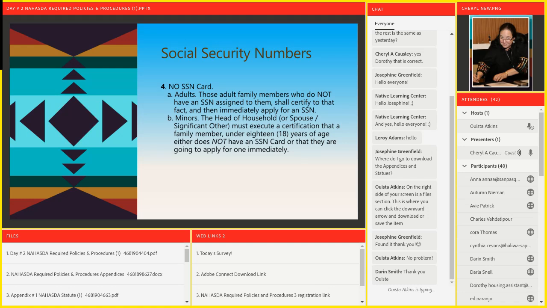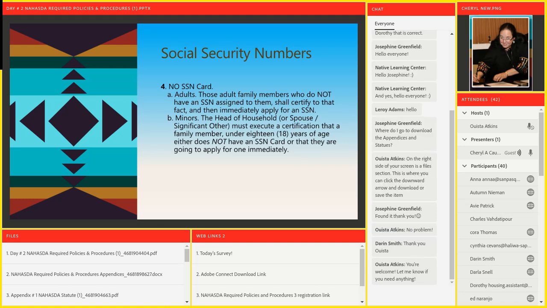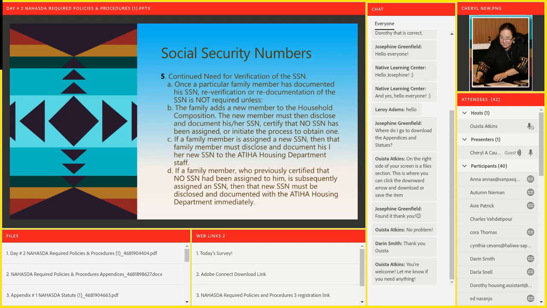No Social Security number. Those adult family members who do not have a Social Security number assigned to them shall certify to that fact and then immediately apply for a Social Security number. Minors: the head of household or spouse or significant others must execute a certification that a family member under 18 either does not have a Social Security number or a card, or that they are going to apply for one immediately. Okay. A continued need for verification of that Social Security number: once that particular family member has documented their Social Security number, you don't need to re-verify or redocument that Social Security number.